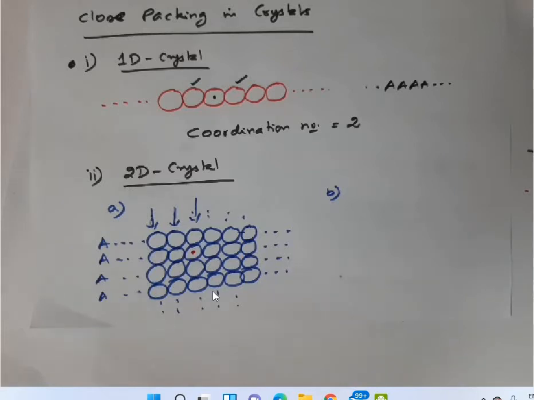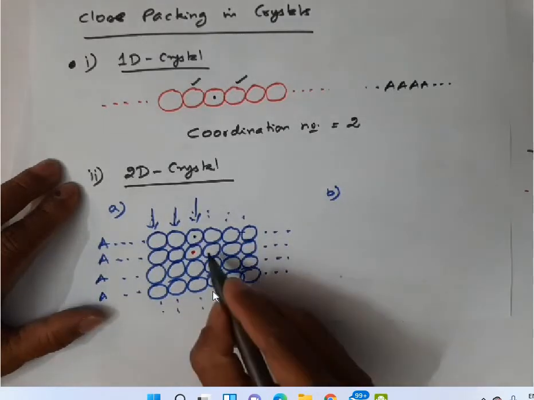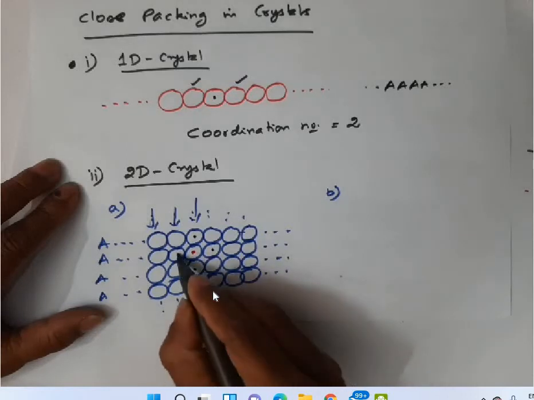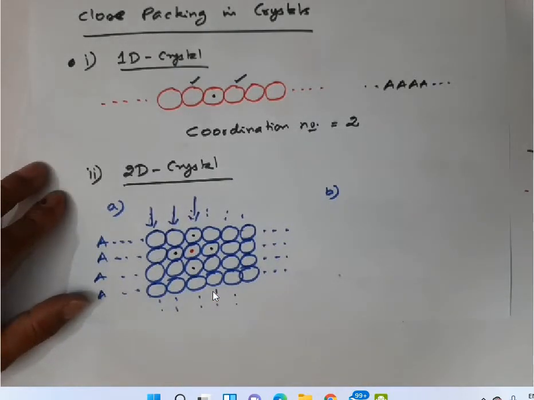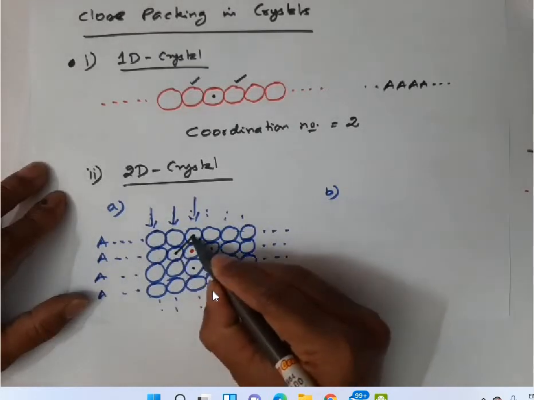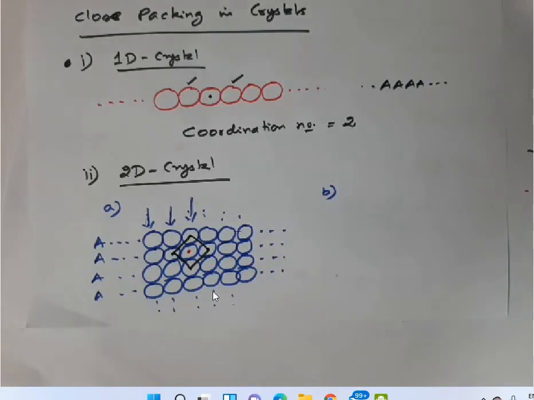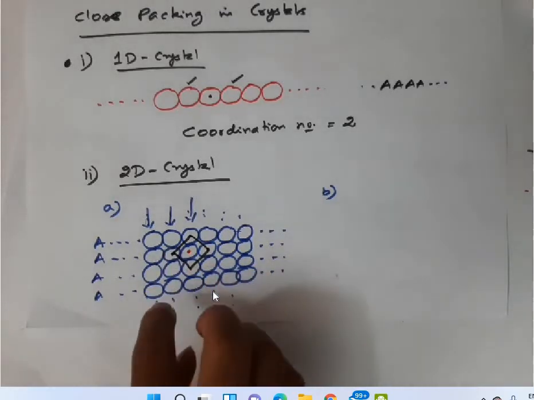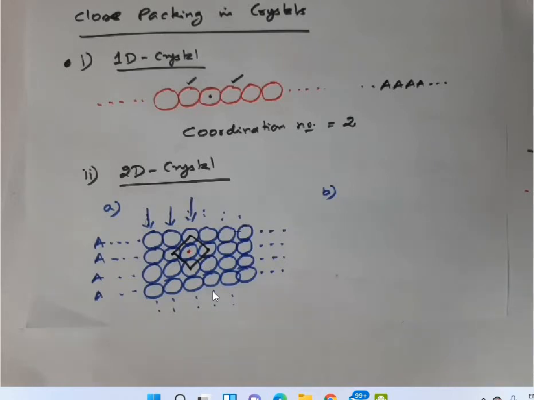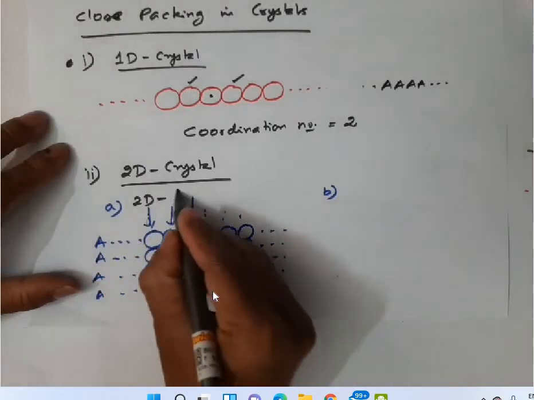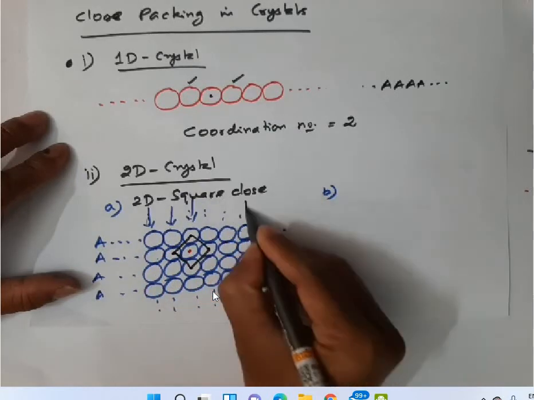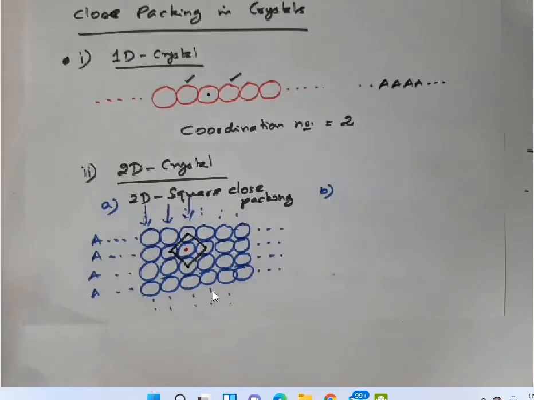Am I right? Okay, let me show you which atoms are touching the surface. See, this atom touches the surface of the reference, this atom touches, this atom touches, and this. Correct? Only these four atoms touch the surface of the reference atom. Now, let me connect the centers of the neighboring atoms which are touching the surface. What is the shape that I am getting? If you join the centers of the neighboring atoms, you will get a square. Therefore, this close packing is called two-dimensional square close packing. Let me write it here: two-dimensional square close packing.